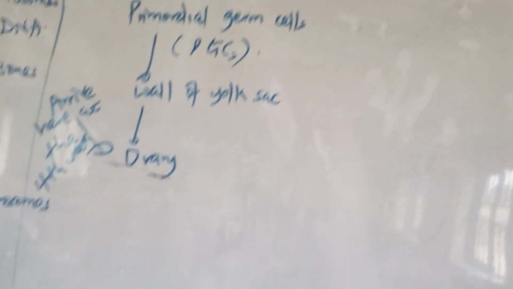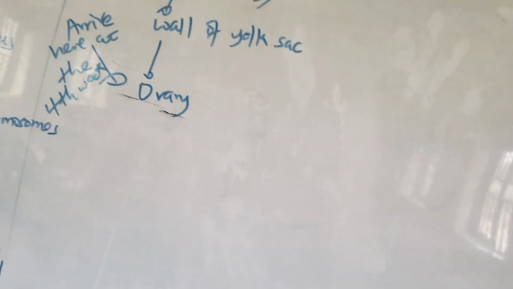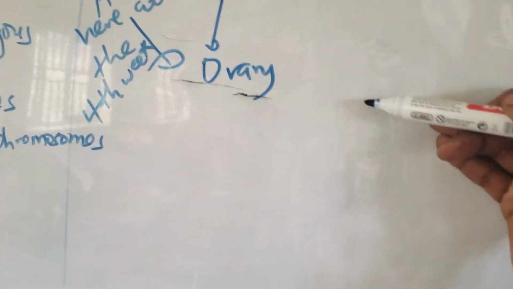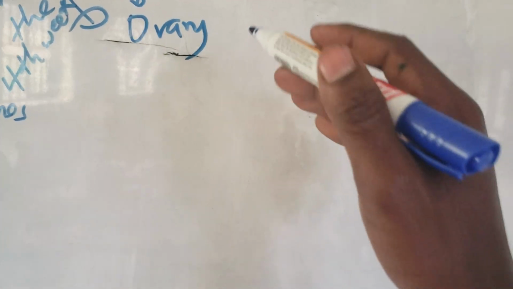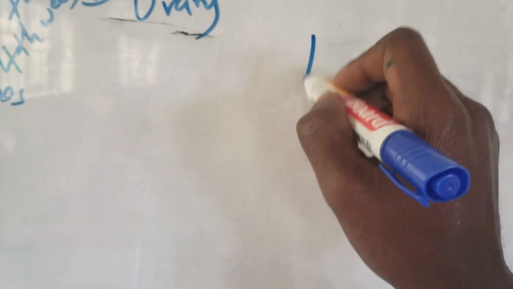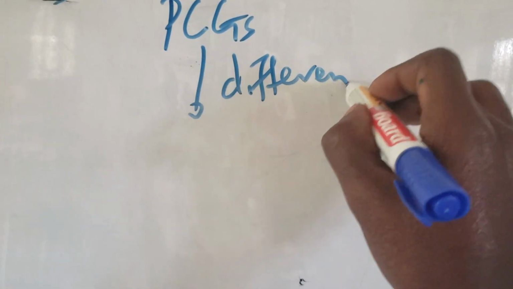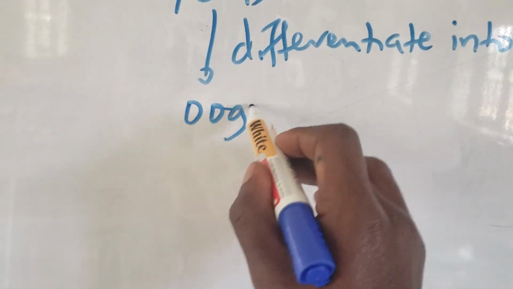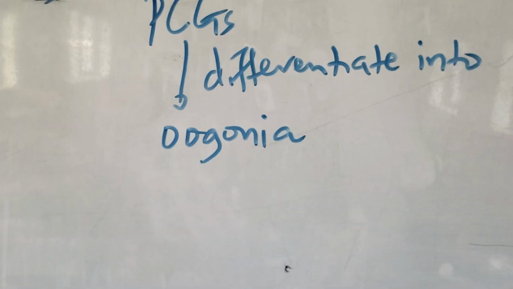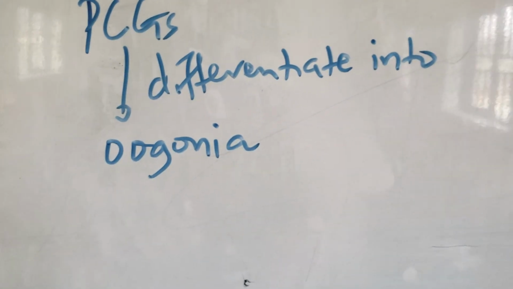At the 1st week, primordial germ cells migrate from your epiblast to the ovary. When they arrive here, they are going to differentiate into cell types called oogonia. So your oogonia are going to populate the ovary.